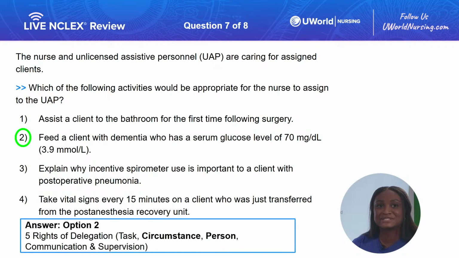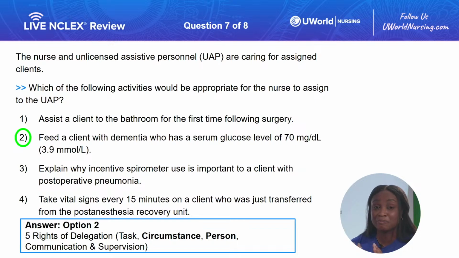Correct answer for this one is option 2, feed a client with dementia who has a serum glucose level of 70. So UAPs, they are like the care technicians. They're like the nurse assistants on the floor. They usually do the things that are ADLs for the clients, so giving them a bath, helping them brush their teeth and get ready and dress for the day. But they only do this for stable clients. They don't want to make the client situation any worse.